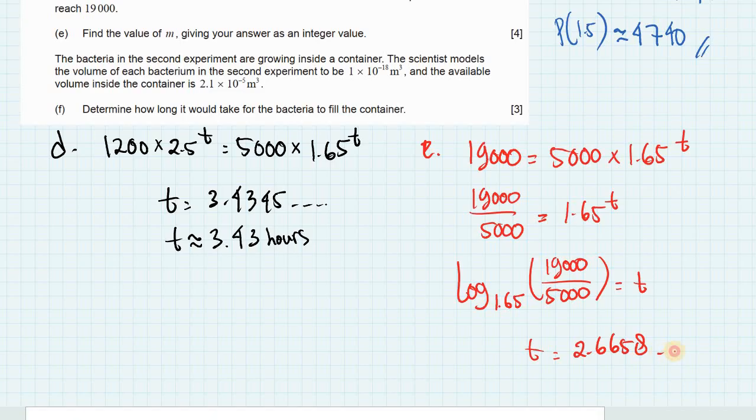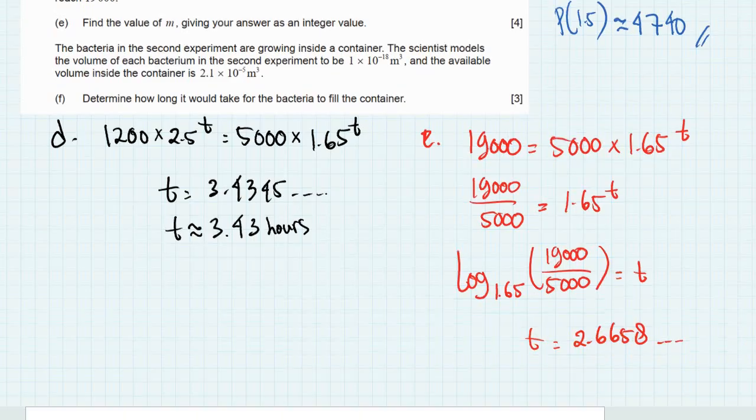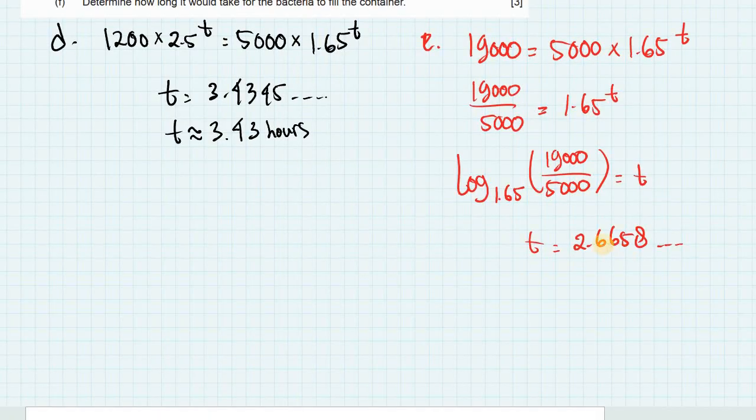2.6658 and so on. Remember, the one that we look for is the value of m, which is the value to the nearest minute. So it's 2 hours and some minutes. What are those minutes? You can look at this: 2 is 2 hours, and then 0.6658 and so on, that's the minutes. That's the m. Okay, but we have to find the m.